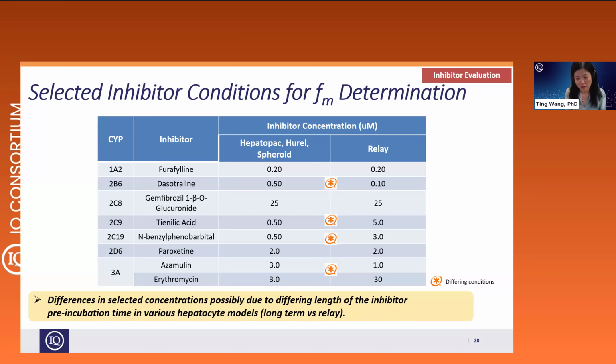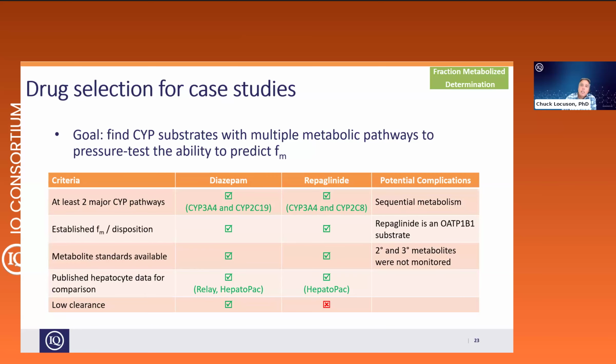There we go. Now, to further test the ability of these conditions of the irreversible chemical inhibitors to calculate fraction metabolized for CYP enzymes, we selected 2 drugs known to be metabolized by CYP3A4, because that's a major pathway, plus 1 or more other CYPs. And for these fm studies, we needed to test all 8 of the CYP inhibitors in all 4 hepatocyte systems.